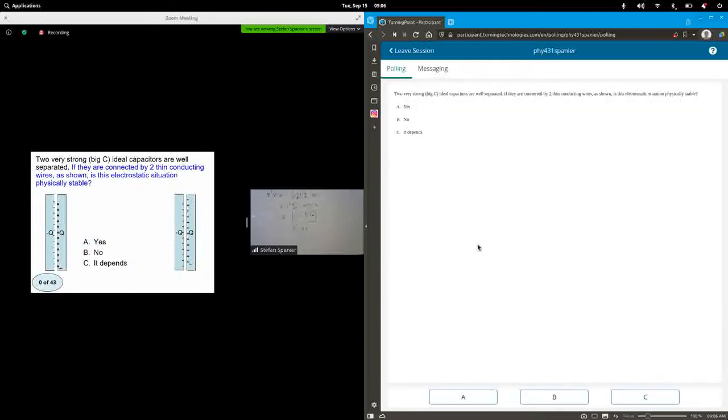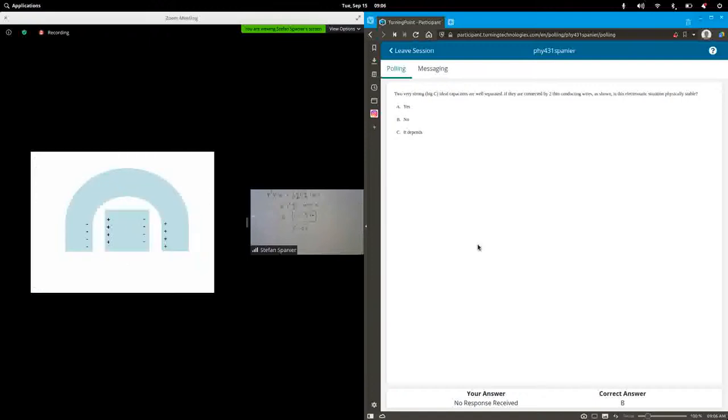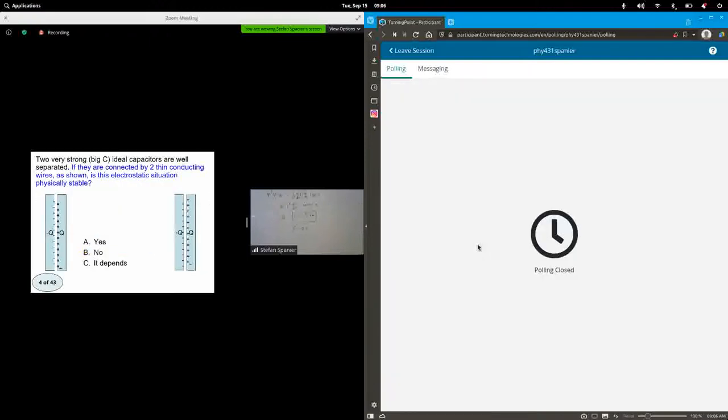Then there was a second theorem, and a straightforward question one can formulate out of this: two very strong capacitors are well separated, and now I'm adding, oops, where are my wires? And I'm now adding wires. Just a second, I have to report. My wires are gone. Yeah, that was a flop. You know what? I'll report anyhow.